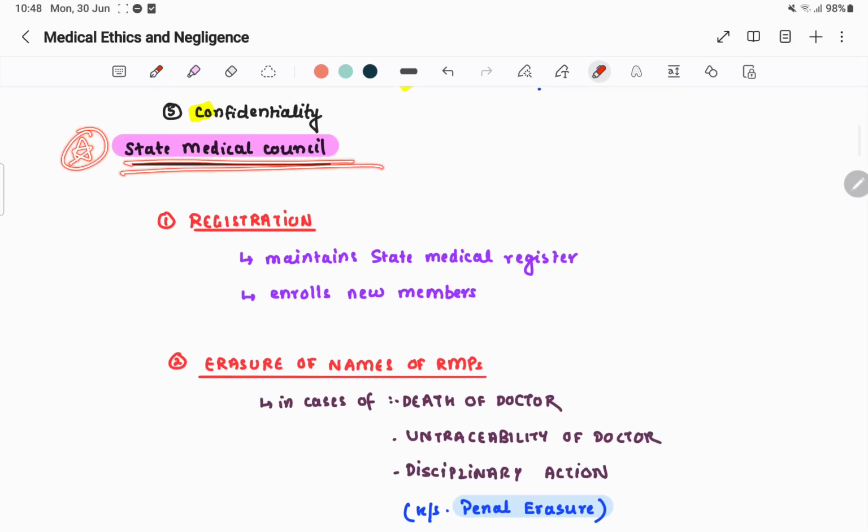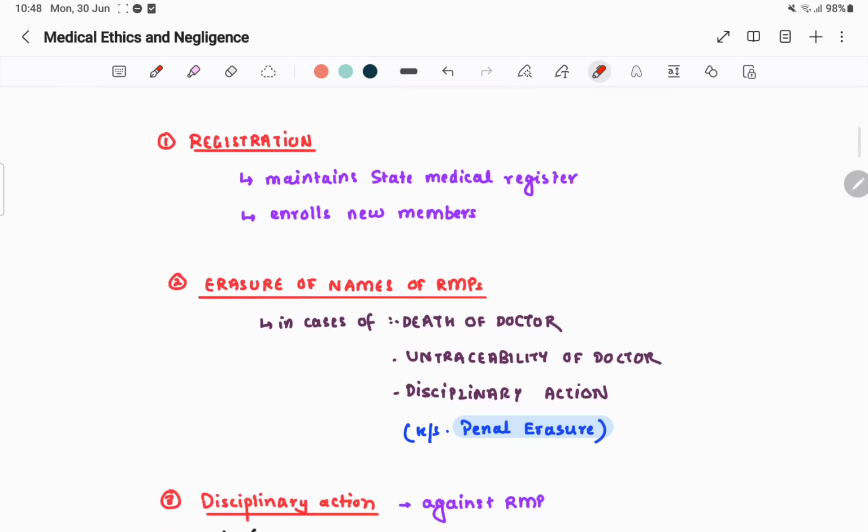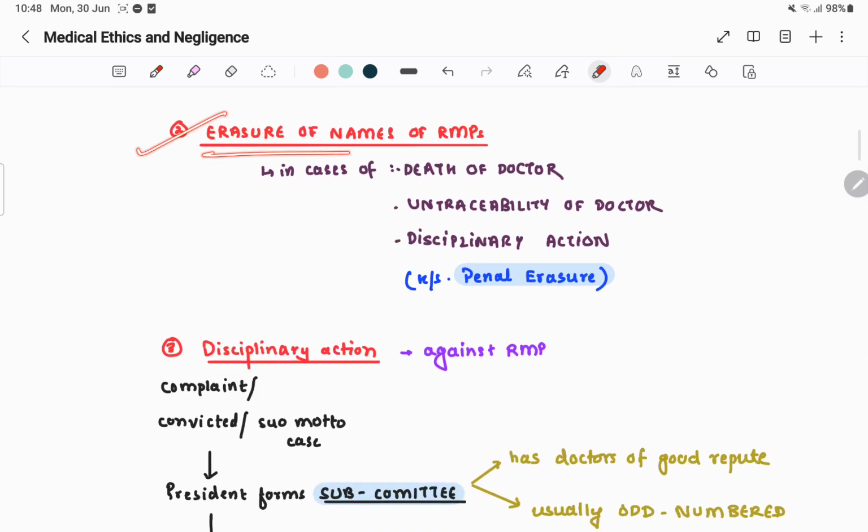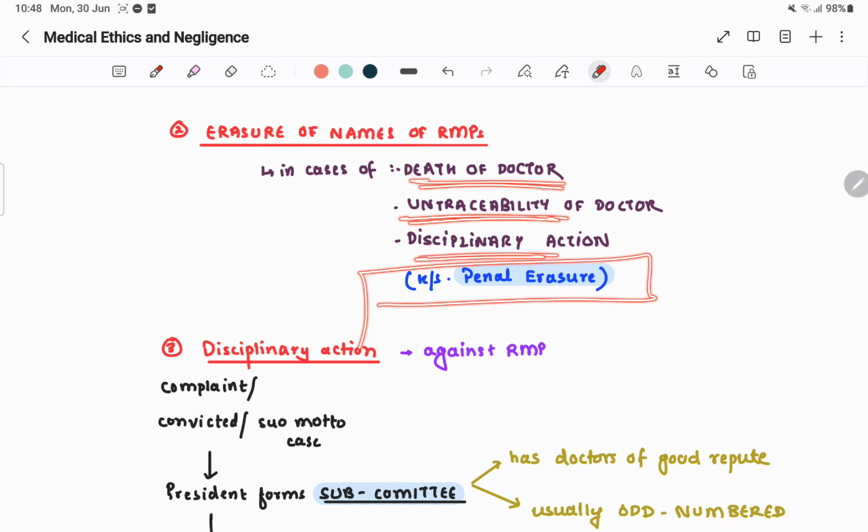We have a State Medical Council, we write SMC. So what are the functions? First is registration. It maintains a register which enrolls the new members, those just passed out from medical colleges, then internship, then after you register, you have a registration number unique to doctors. Erasure of name in case of death of doctor, untraceability, or disciplinary action which is called penal erasure, right?